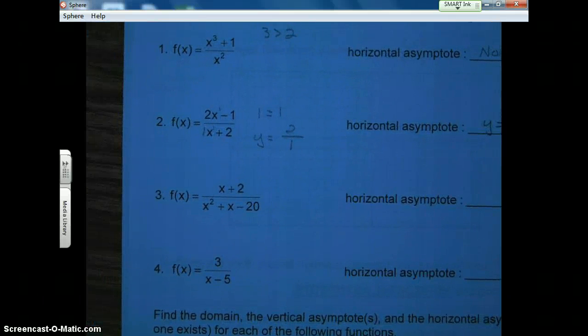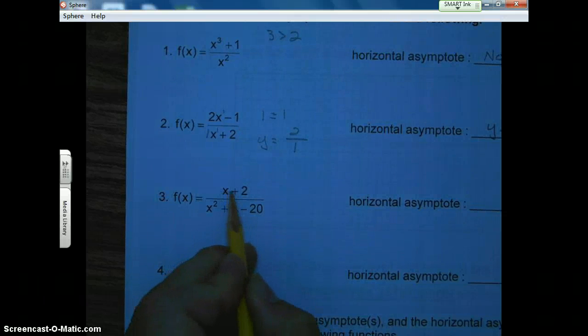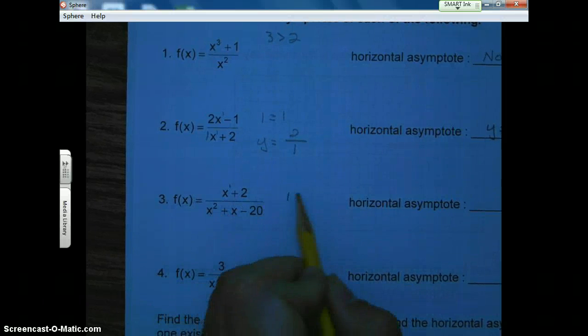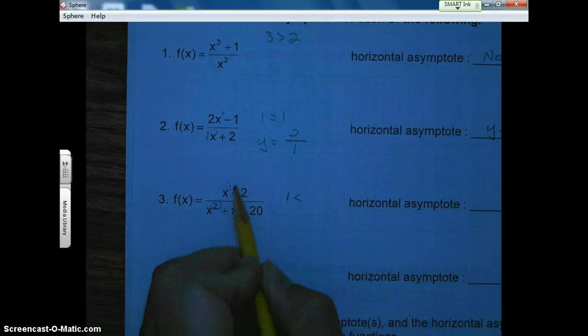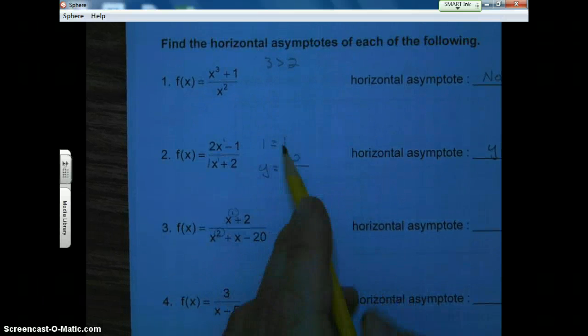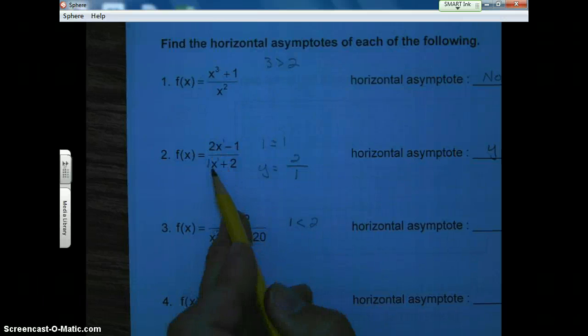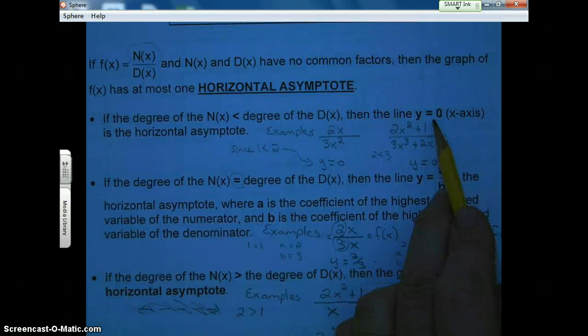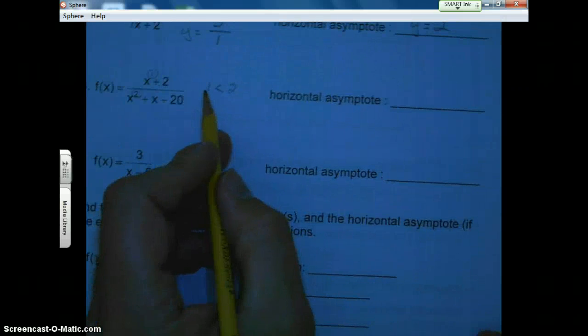Okay, number 3. The degree on the top is 1. The degree on the bottom, 2. Okay, so 1 is less than 2. So we got less than. So greater than was none. Equal was A over B. Okay, what's wrong with my memory? I just read this. Oh, yeah. Less than. Okay, y equals 0. Well, that's easy. Y equals 0.